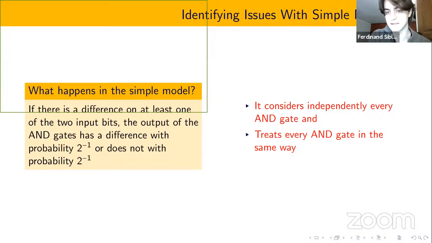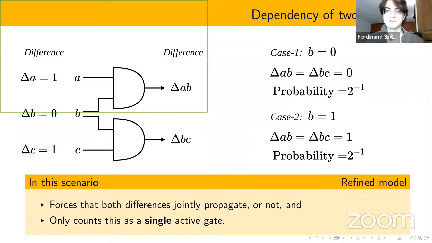And every AND gate is treated the same way. Only there's a known flaw with this: you don't take into account correlation between the AND gates. Typically, it happens as soon as, for example, you have A and B entering an AND gate and B and C entering another AND gate. And if you have a difference active on A and C, but not on B, then both gates will propagate, or, if the underlying value B is equal to 0, then both gates won't propagate the difference.